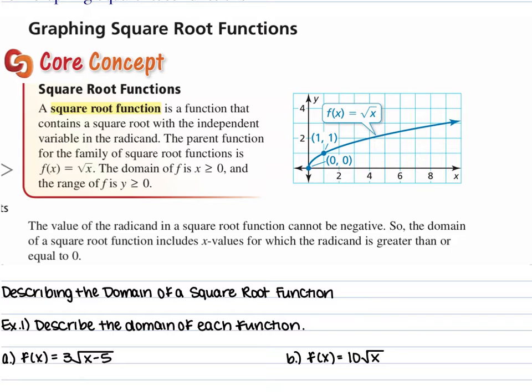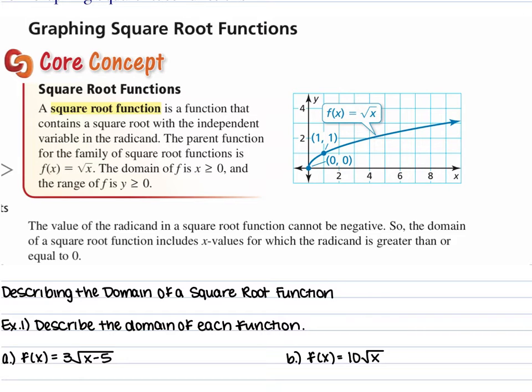There will be different transformations happening to it. With those, you'll be describing or identifying the transformations. You'll also be taking the domain of these functions. With a square root, you cannot take the square root of a negative number. So anything that's underneath that radical sign has to be greater than or equal to 0.